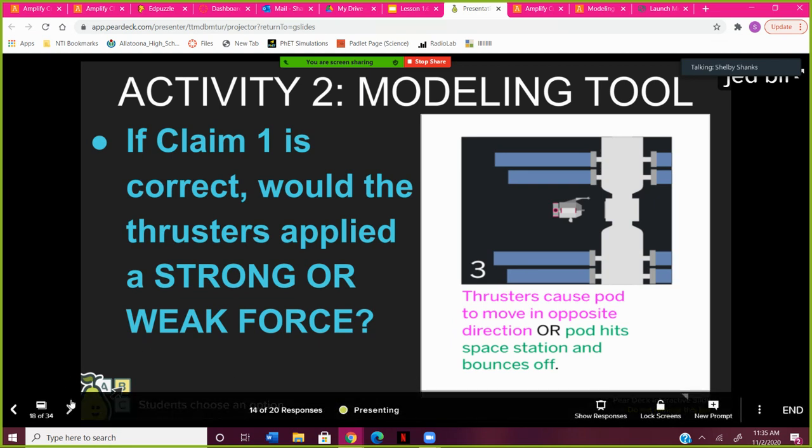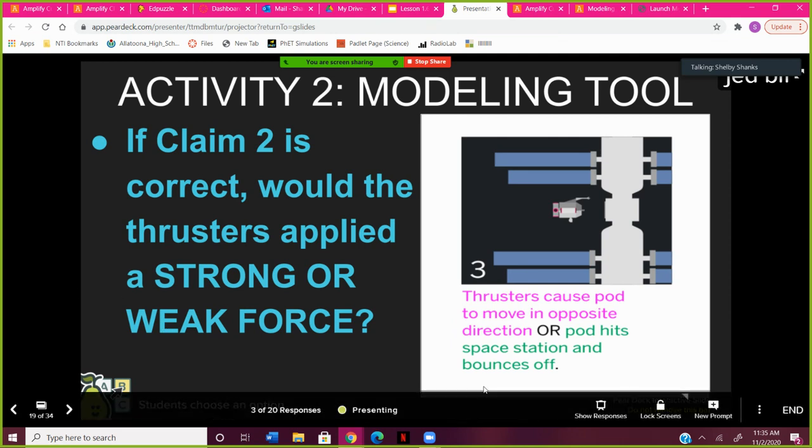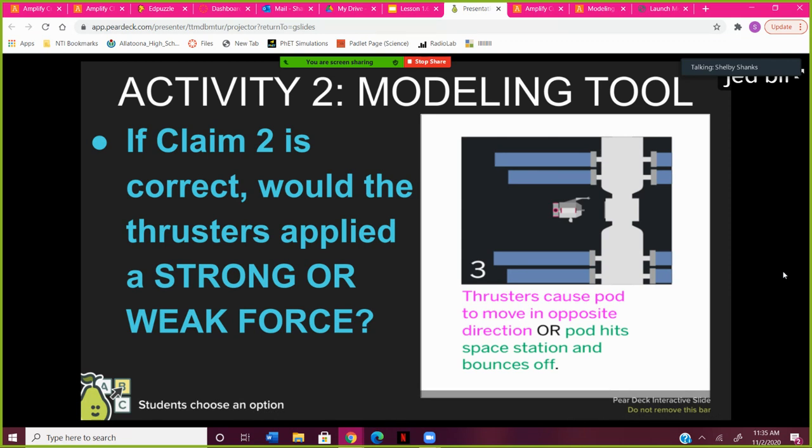Okay, now think about claim 2. If claim 2 is correct, if the pod hits the space station and bounces off, did the thrusters apply a stronger or a weaker force? So if claim 2 is correct, would the thrusters have applied a stronger or a weaker force? Go ahead, answer that question, and we will see what everybody else is saying.